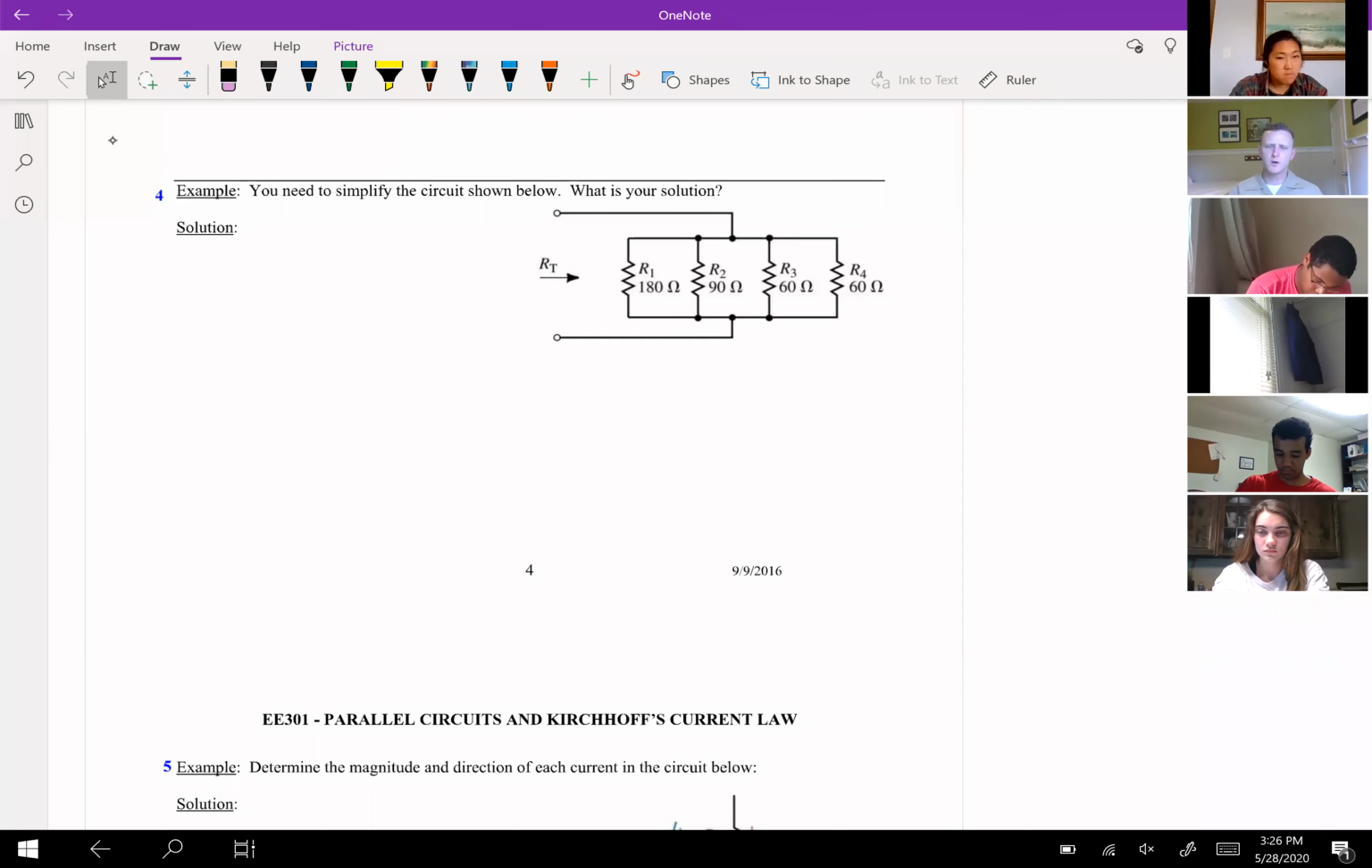Okay, so here's the solution number 4. This one's actually pretty straightforward because all of these are in parallel. And if you were looking at the circuit and you weren't sure, a method that you can use to draw nodes is to follow along the line.